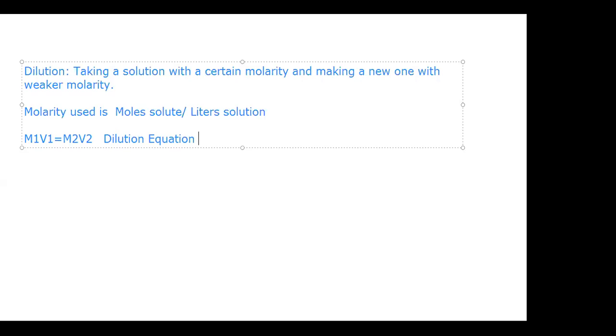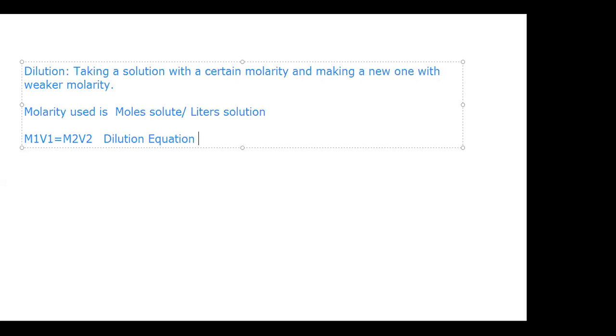Anyway, let's do a practice problem with dilutions. If you know the concentration and the volume of the solution you want to prepare, you can calculate the volume of the stock solution you will need. So what volume in milliliters of 2.00 molar calcium chloride stock solution would you use to make 0.5 liters of 0.300 molar calcium chloride solution?